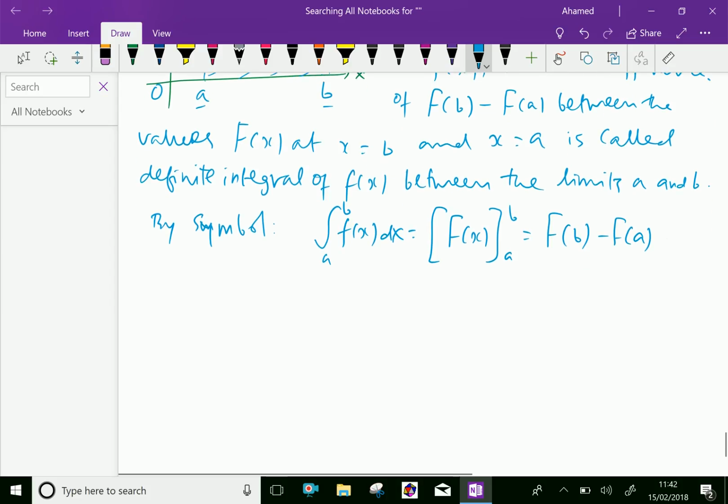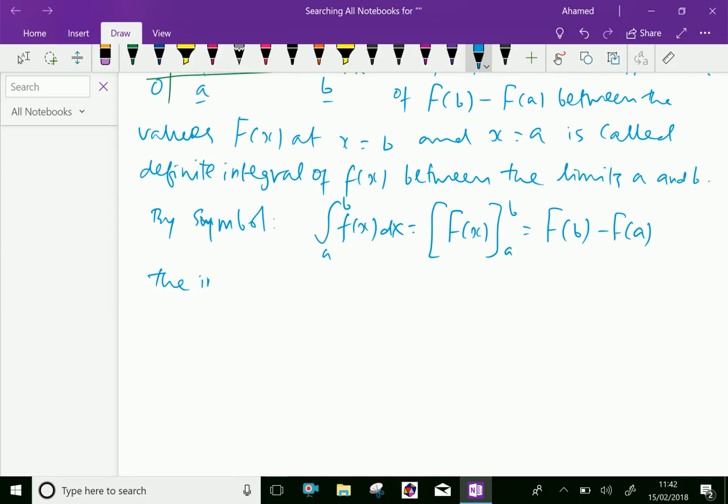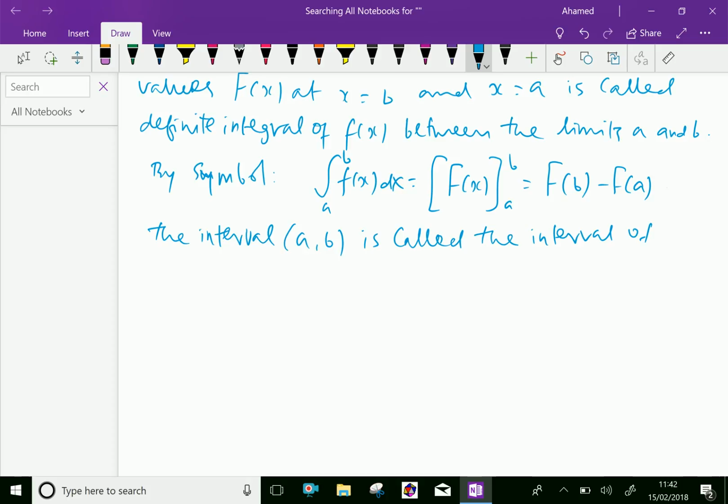The interval a comma b is called the interval of integration.